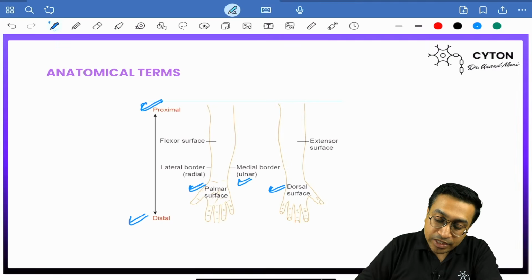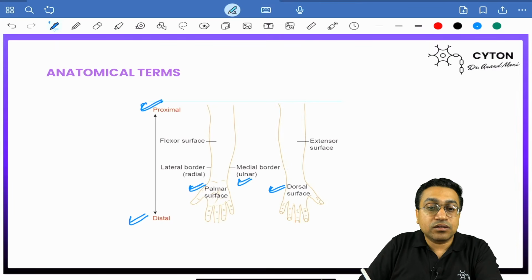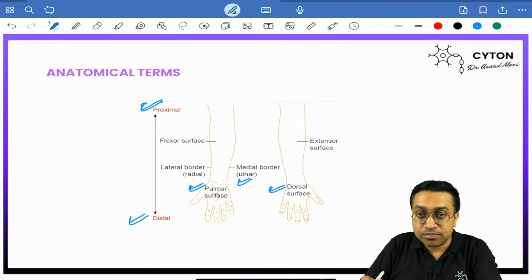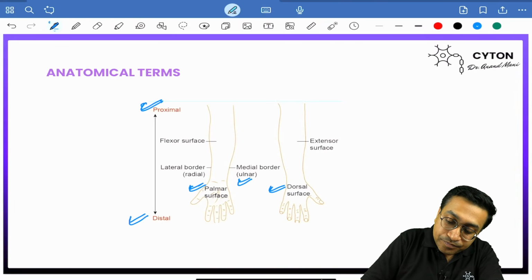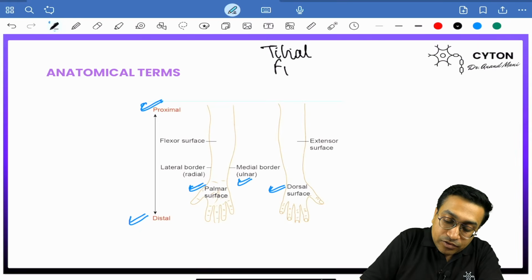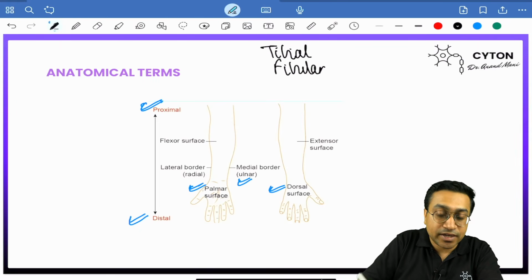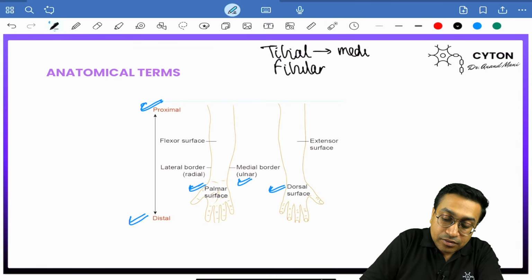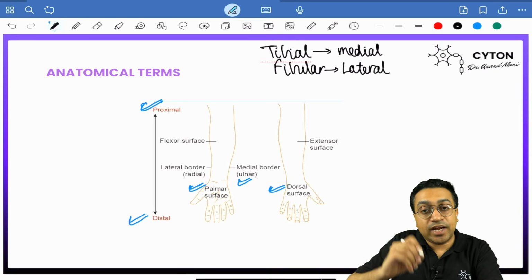And then there are tibial, similarly the same terms for the lower limbs, that is the tibial. In the lower limb the word would become tibial, and similarly fibular, okay. Two bones in the legs, that is the tibia towards the medial side and fibula is towards the lateral side, okay. So that would be the lateral side of the leg.